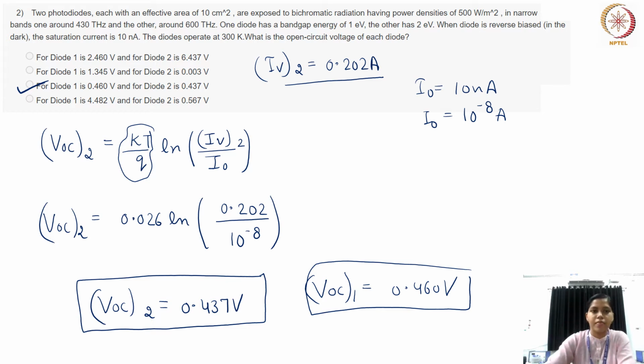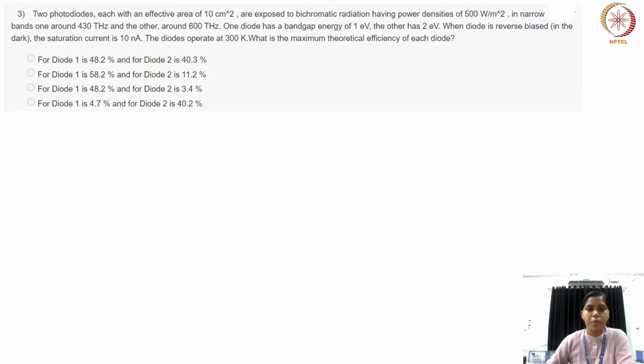Okay. So now let's move on to the next question. Again, the given values are the same. Effective area is still 10 centimeter square. Power density of the radiation was 500 watt per meter square, and the first frequency was 430 terahertz and the second operating frequency was around 600 terahertz. The band gap of the first photodiode was 1 electron volt, and the second is 2 electron volt. I naught is again 10 nanoampere, and they are asking what is the maximum theoretical efficiency of each diode.